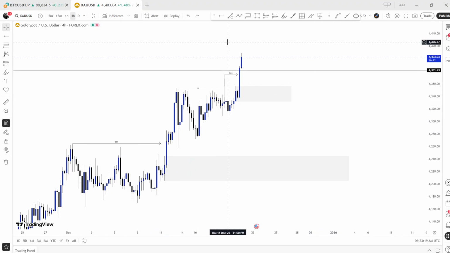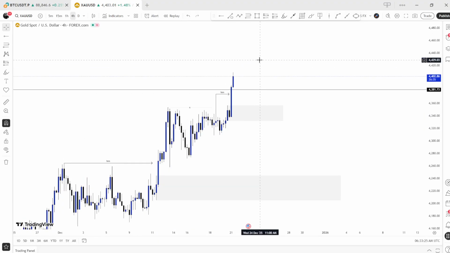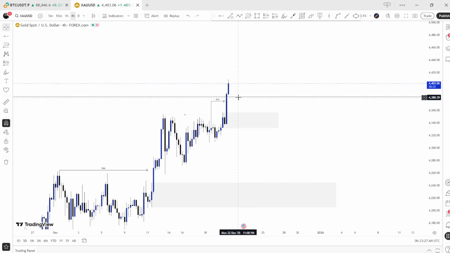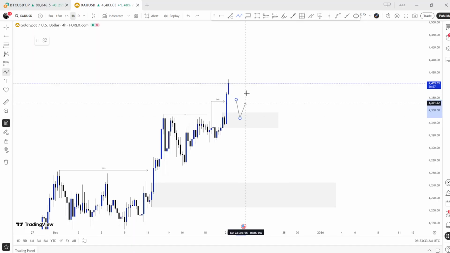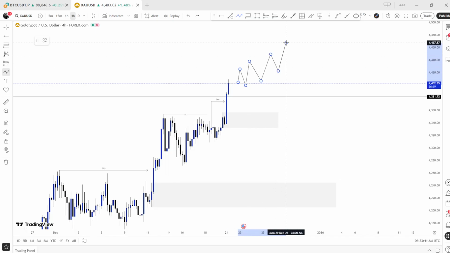So, on the 4 hour, you can see we have had a break over here. We swept this high over here. We had a break over here. So, if you're going to be looking for continuations today, let's take this one off. We need to see price pull back here and then we get a continuation move, or we just continue to push up from here like that.